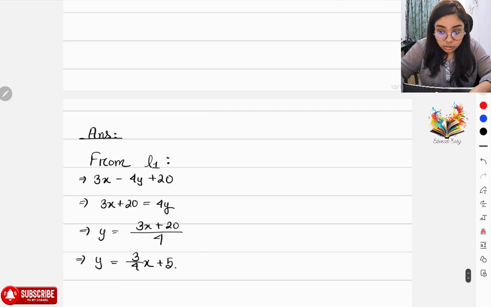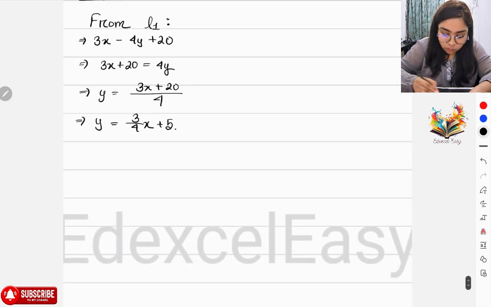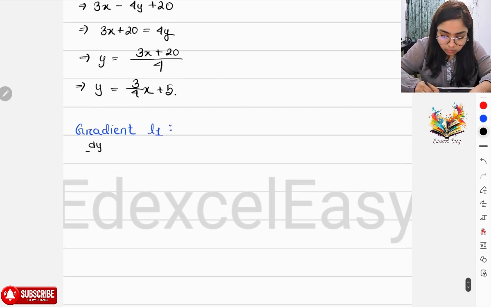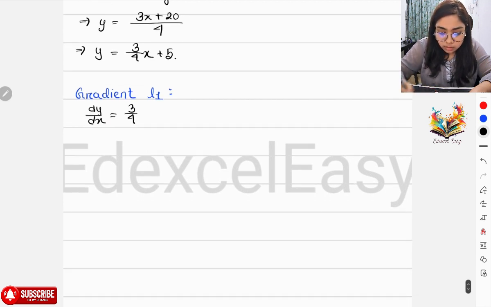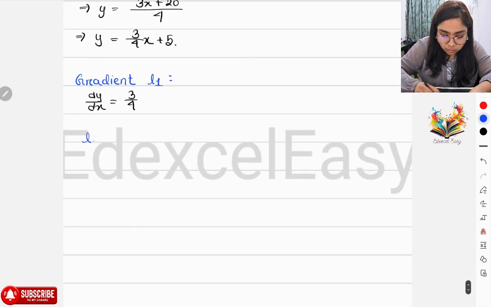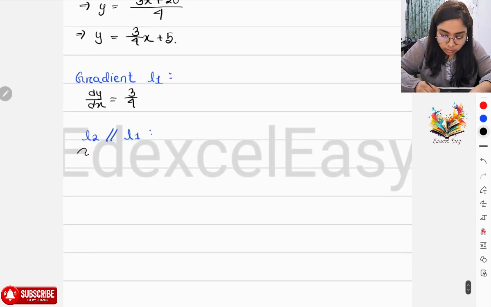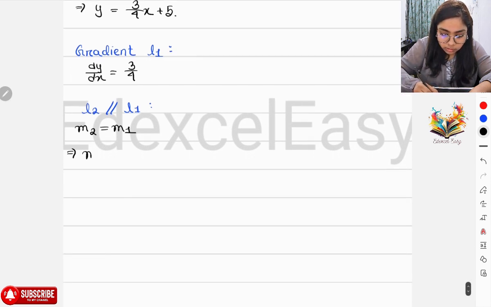Let's start from here. After this, we'll start differentiating it, like calculate the gradient for line 1. So the gradient for line 1 is actually dy by dx. If you do dy by dx over here, it will only be 3 by 4 because the 5 will entirely vanish. Now, I already know that your line 2 is parallel to line 1, which gives me the idea that they must have the same gradient, which means that m2 must equal m1. At this part, I can understand the gradient for m2 is actually 3 by 4.